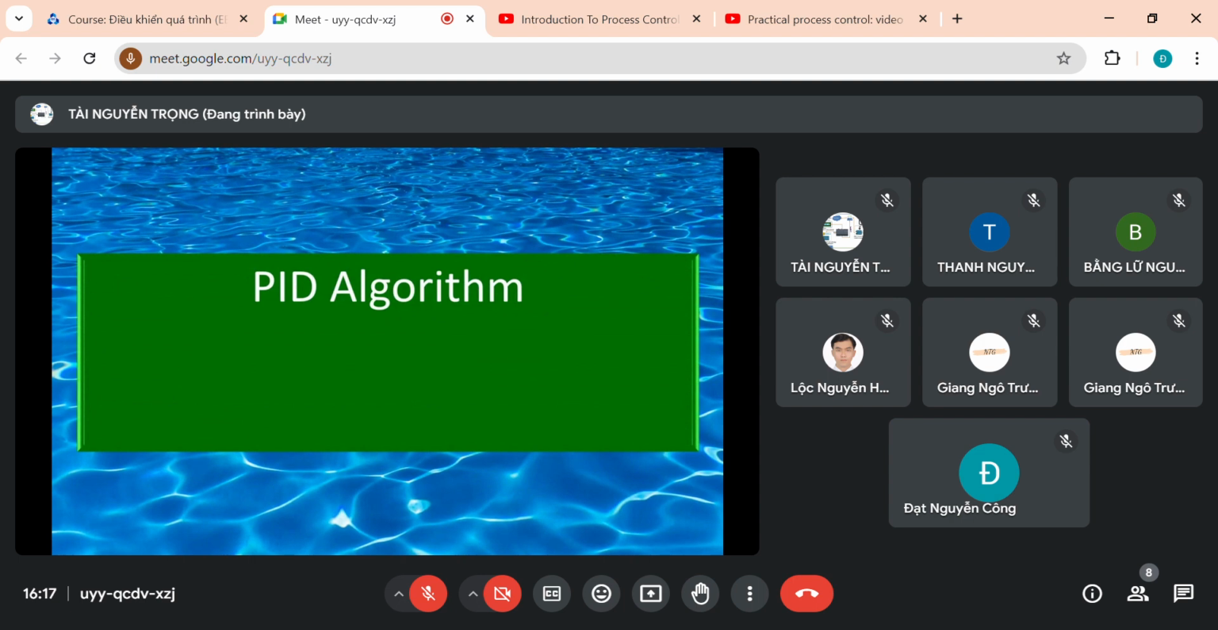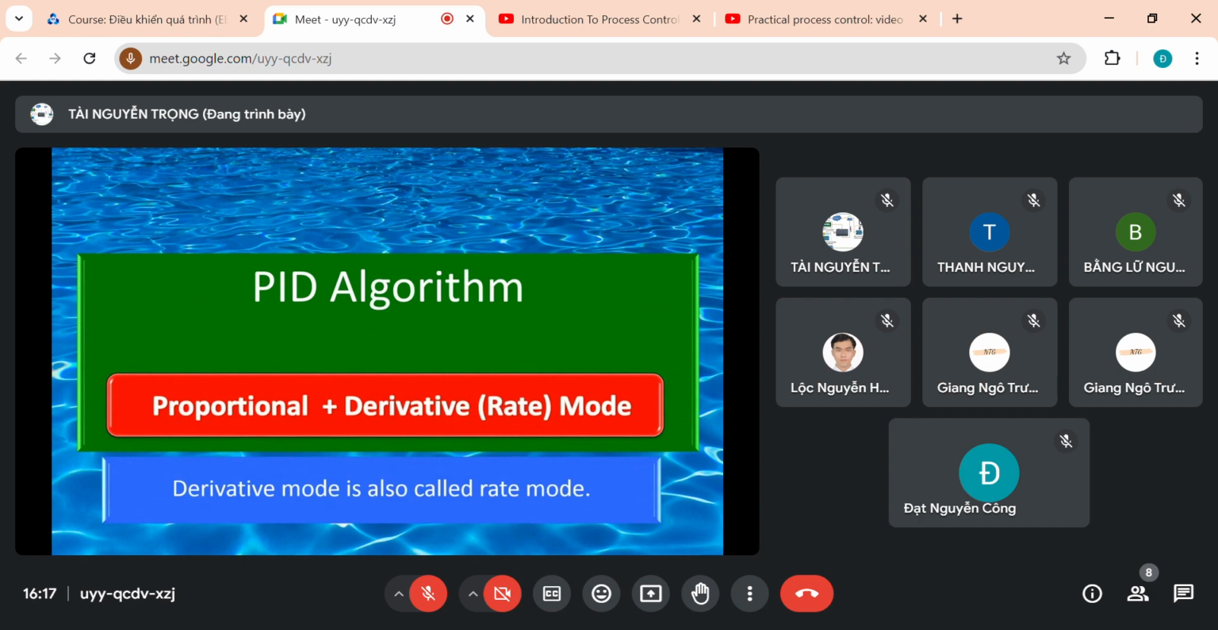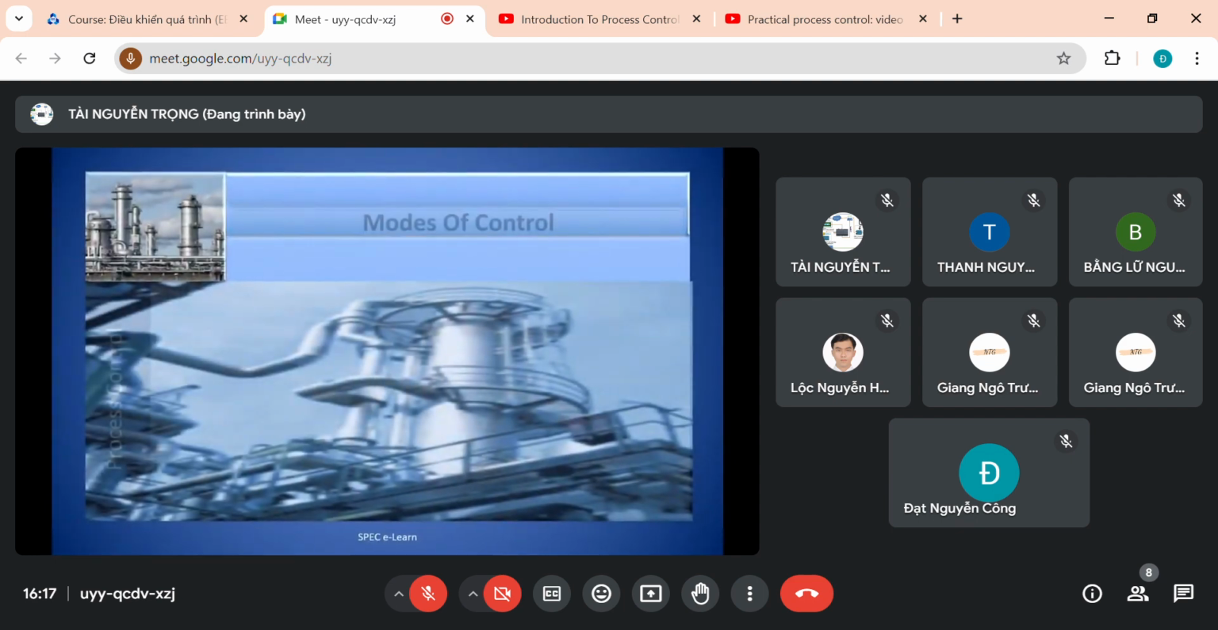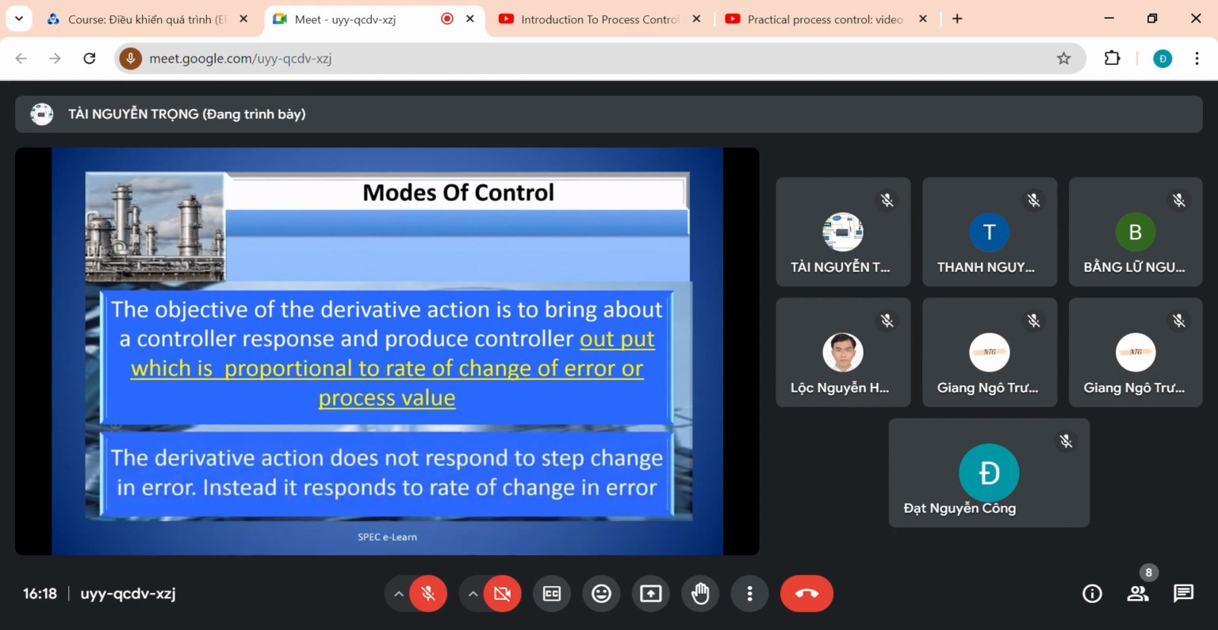PID algorithm, proportional plus derivative mode. Derivative is also called rate mode. The objective of the derivative action is to bring about a controller response and produce a control output which is proportional to the rate of change of error or process value. The derivative action does not respond to a step change in error. Instead, it responds to a rate of change in error.